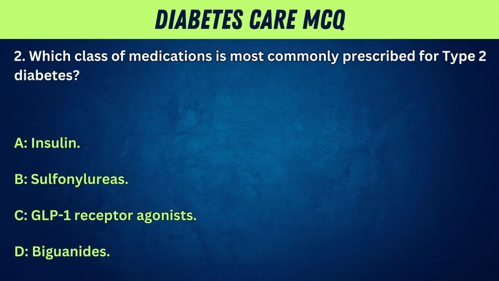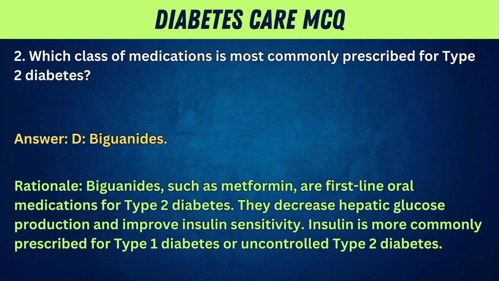2. Which class of medications is most commonly prescribed for type 2 diabetes? A. Insulin. B. Sulfonylureas. C. GLP-1 receptor agonists. D. Biguanides. Answer: D. Biguanides. Rationale: biguanides, such as metformin, are first-line oral medications for type 2 diabetes. They decrease hepatic glucose production and improve insulin sensitivity. Insulin is more commonly prescribed for type 1 diabetes or uncontrolled type 2 diabetes.